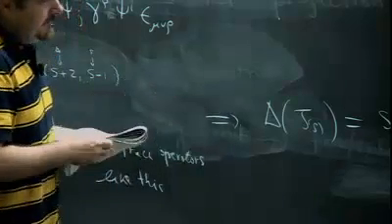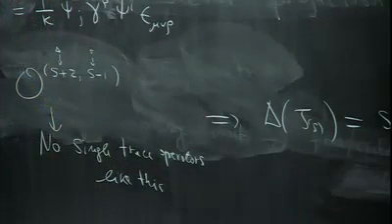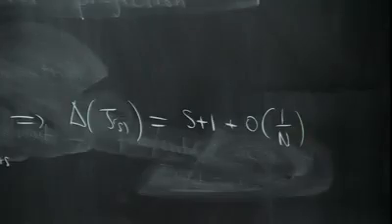Okay? Now, in the same way that we saw yesterday for the critical Wilson-Fisher theory, this doesn't mean that this is 0 exactly. There are double trace operators which have the correct quantum numbers to appear here. It's just that there are no single trace ones. Okay?